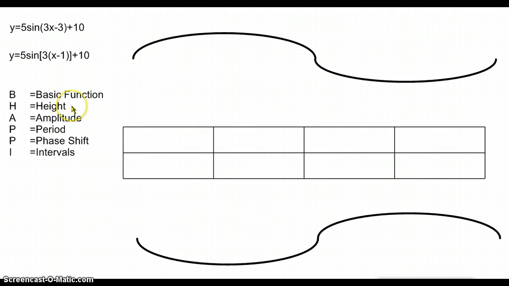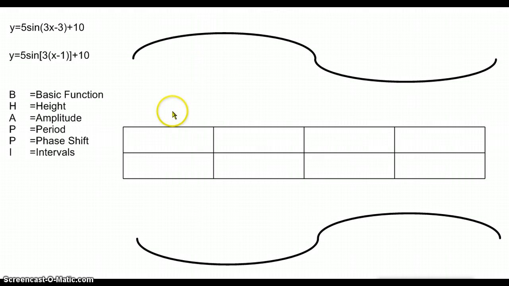Again, we have to write it as H, as height. A represents the amplitude, which is the absolute value of whatever is used as A. Mostly it's written as A in generic sinusoidal functions. P is the period of the function, and another P is the phase shift, and the I is the intervals that we'll have to draw.